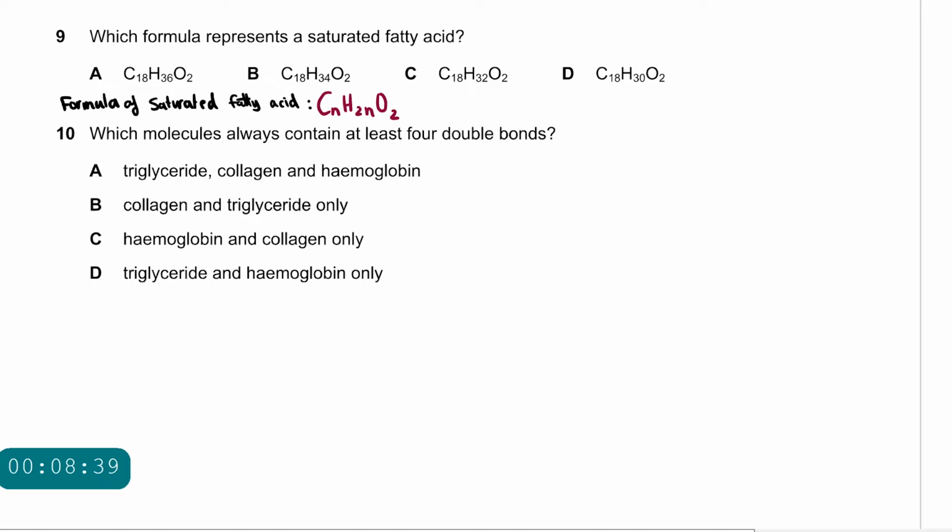Question number 9. Which formula represents a saturated fatty acid? Here I've given you the formula of a saturated fatty acid. It's CnH2nO2. The only answer that satisfies this criteria is A, because if you multiply 18 by 2, it is going to give you exactly 36, which is 2n. So the answer is definitely going to be A.